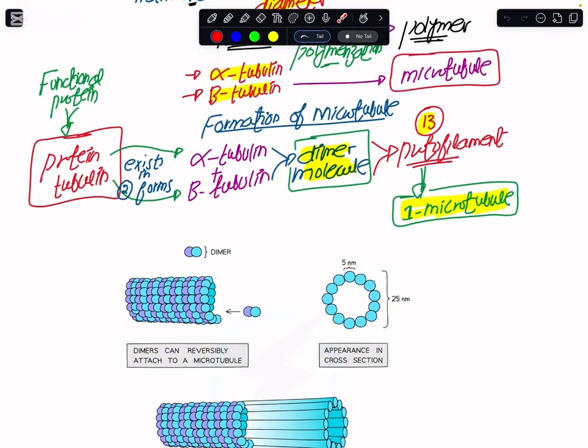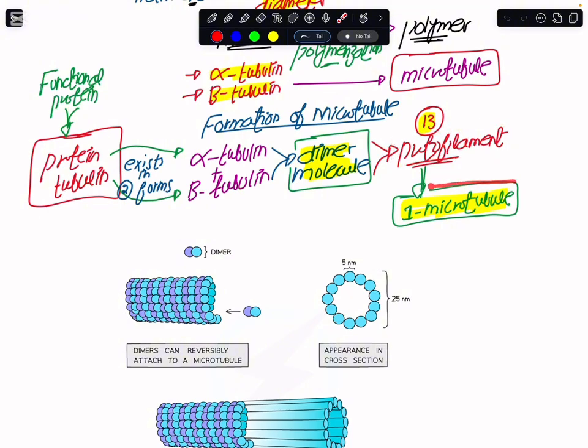Now, let us say I have to make one microtubule, what do I need to do? Initially I would have this protein, the tubulin protein, and it exists in a total of two forms. One form of tubulin is alpha tubulin. The second form is beta tubulin. When alpha tubulin and beta tubulin combine with one another, they make the dimer molecule. Again, these dimer molecules combine again and again, and as a result we make a structure called a protofilament.